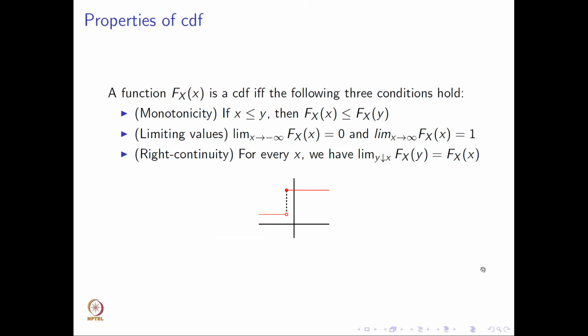A function is a valid cumulative distribution function only if it satisfies the following properties. The first property simply states that the cumulative distribution function is a non-decreasing function. The second property specifies the limiting values: limit x tends to minus infinity, FX(x) equals 0, and limit x tends to infinity, FX(x) equals 1. The third property specifies right continuity. That is, no jump occurs when the limit point is approached from the right. This is also shown in the figure below.